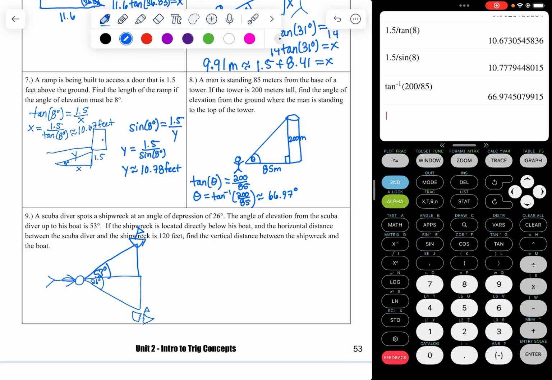If the shipwreck is located directly below his boat and the horizontal distance between the scuba diver and shipwreck is 120 feet, find the vertical distance between the shipwreck and the boat. All right, so I need to know this distance, and then we'll add them up to get the total distance between his boat and the shipwreck. So first, if I start with x, that vertical distance between him and the shipwreck, I will do tangent of 26 degrees equals opposite over adjacent. So I'll have to do 120 times the tangent of 26 degrees.